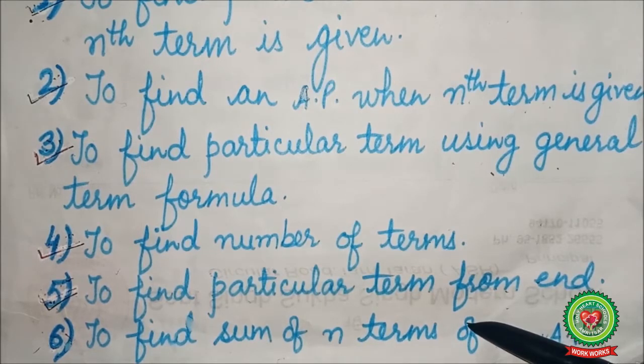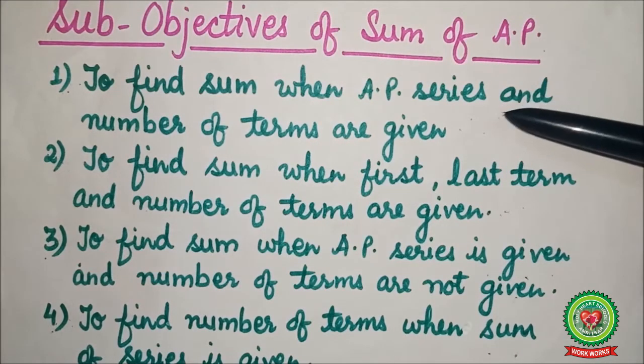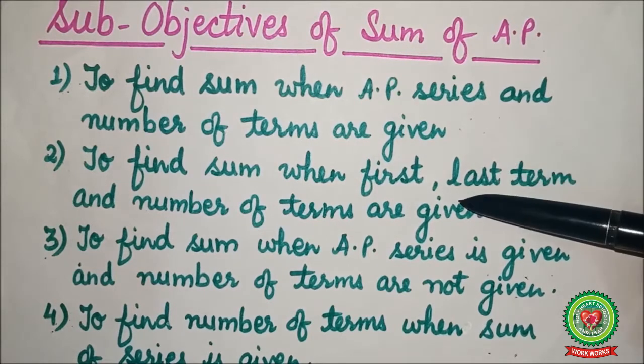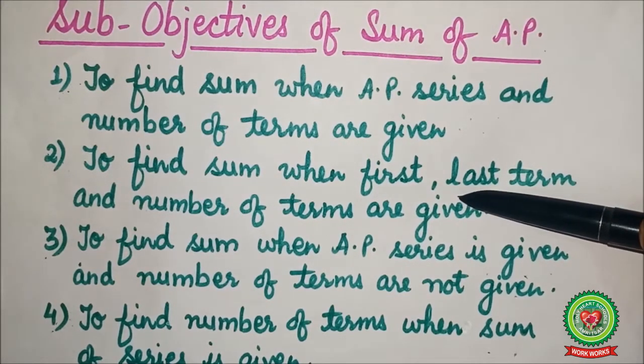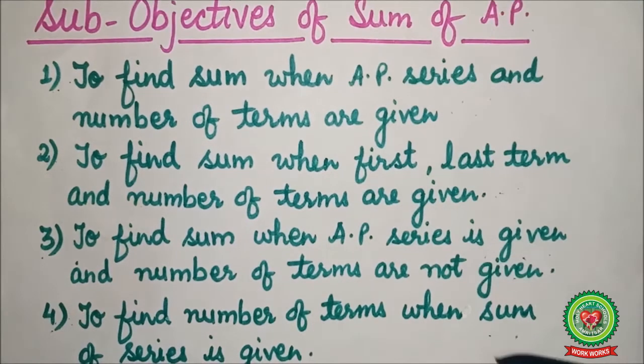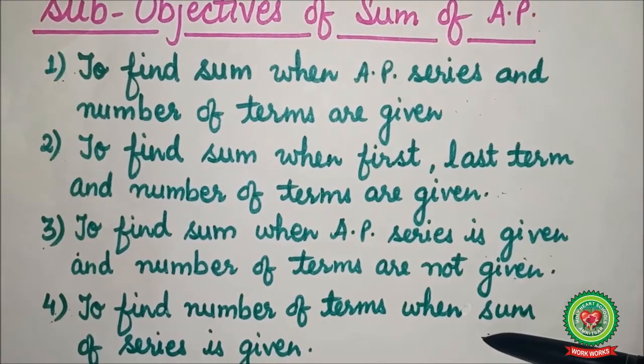Under this objective, we had done sub-objectives also, that is, first, to find the sum when AP series and number of terms are given. Second, when first term, last term and number of terms are given. Third, when series is given and number of terms are not given. Fourth, number of terms when sum of the series is given.